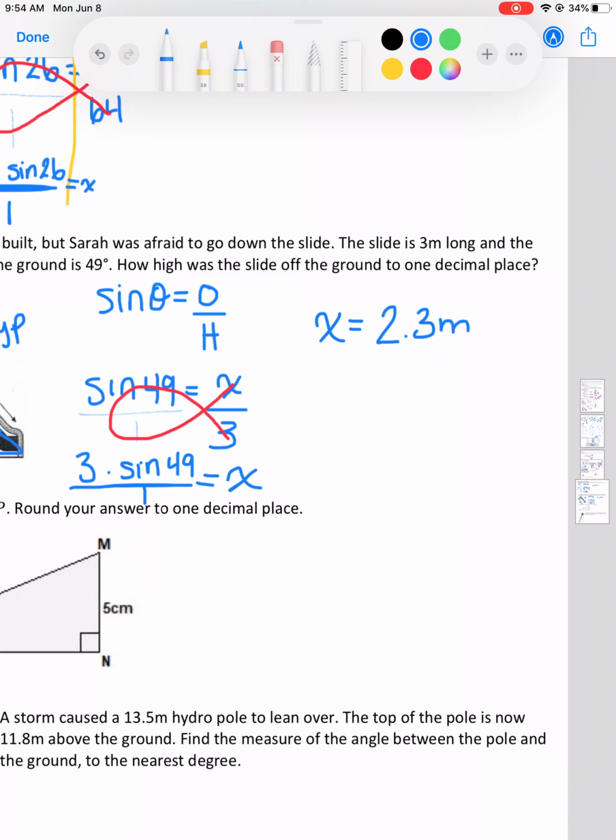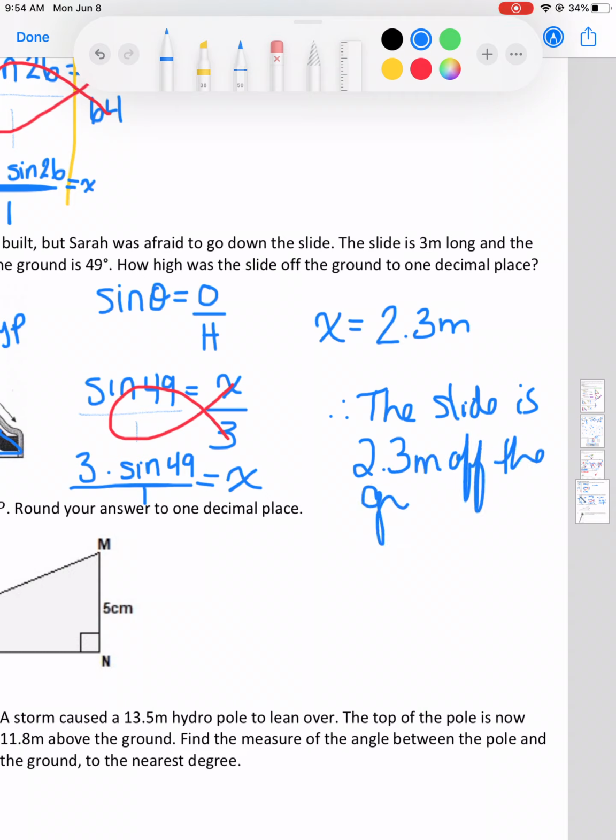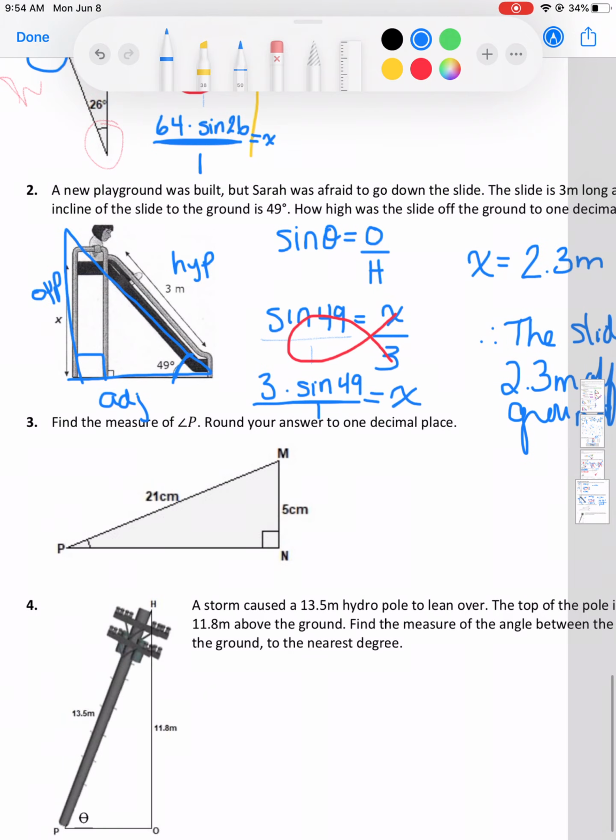So remember, it's a word problem. The slide is 2.3 meters off the ground. Okay? Sweet. Let's do it again.